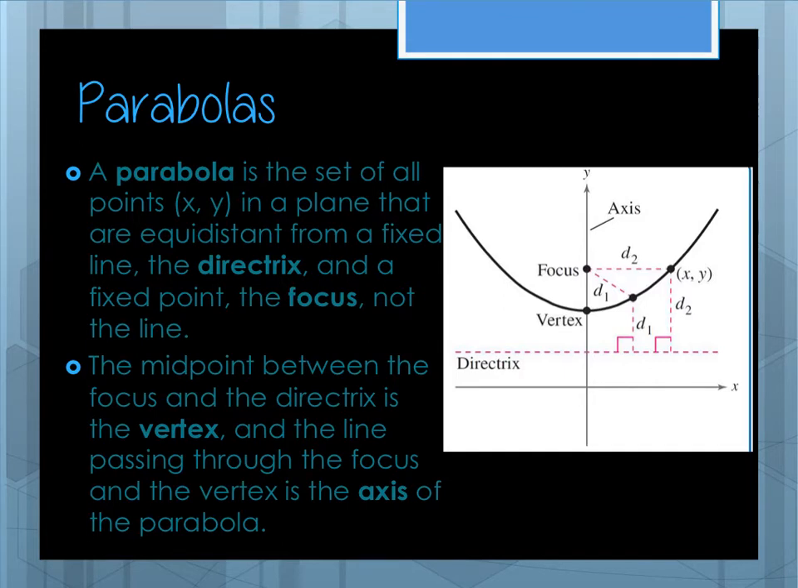So a parabola, by definition, is the set of all points (x, y) in a plane that are equidistant from a fixed line, which is called the directrix, which is here on my graph, and a fixed point, which is called the focus, which is here on my graph. The midpoint between the focus and the directrix is the vertex, which is here on my graph. And the line passing through the focus and the vertex is called the axis of the parabola, which is here. So we, this year, have talked about the axis and the vertex. This is the first time we're talking about focus and directrix.